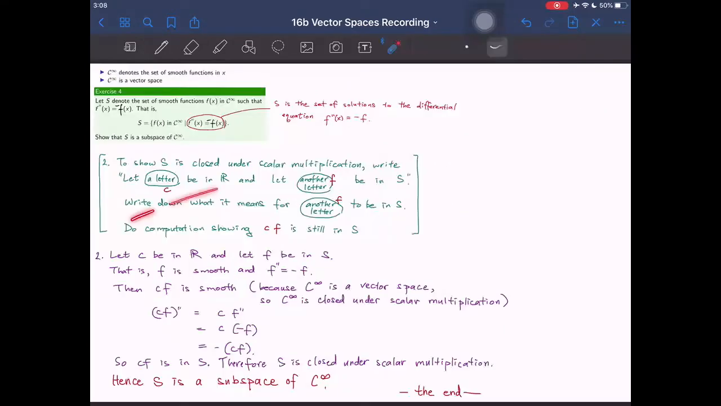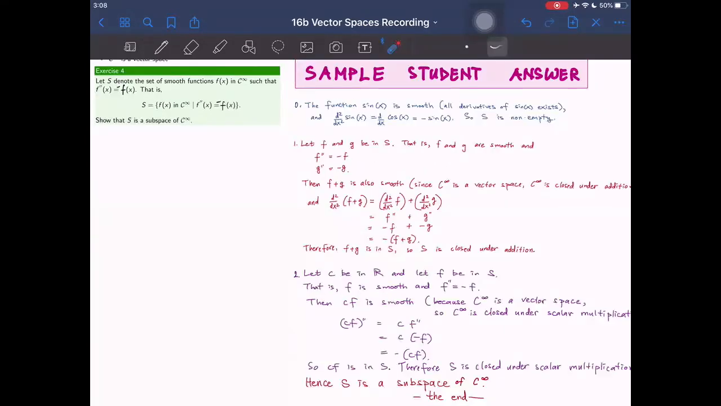I will now erase my comments and put all answers into one page. When you do a homework for showing that a subset is a subspace, you can use this answer as a template.